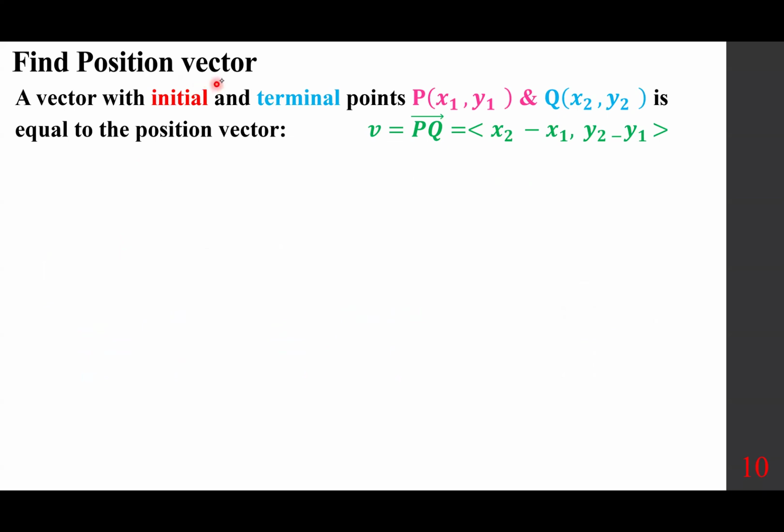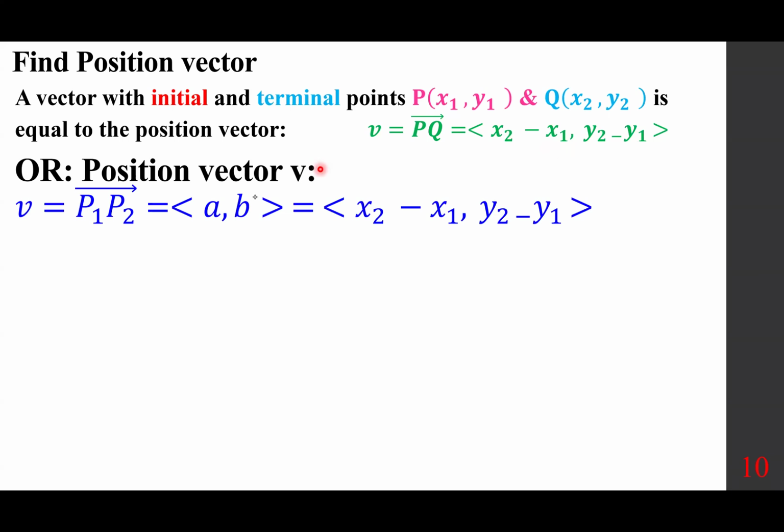Find the position vector. A vector with initial and terminal points, where P has coordinates x sub 1 and y sub 1, and Q has coordinates x sub 2, y sub 2, is equal to the position vector PQ, v equals PQ. So x sub 2 minus x sub 1, comma, y sub 2 minus y sub 1. Or position vector v is vector P1P2, a vector with components a, b, such that a is x sub 2 minus x sub 1, and b is y sub 2 minus y sub 1.